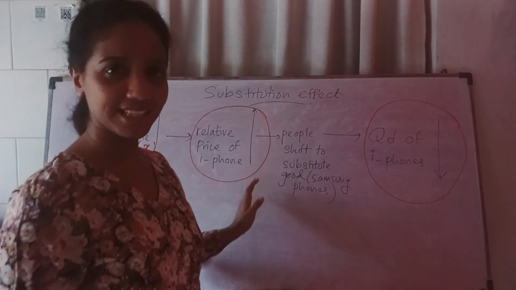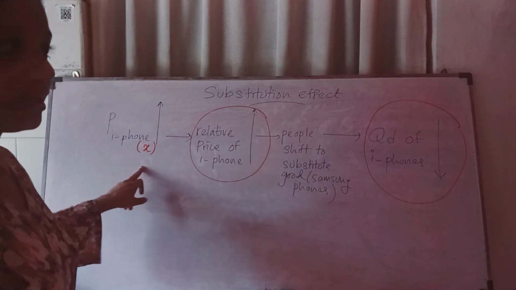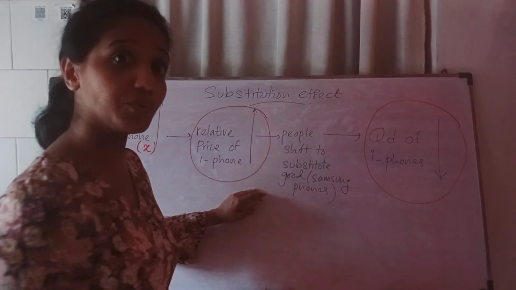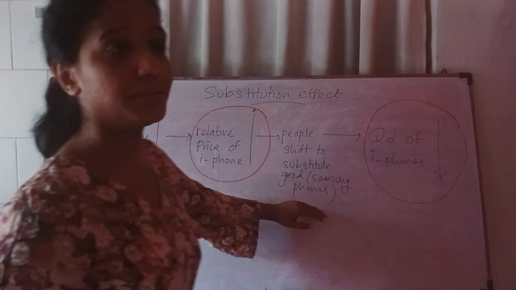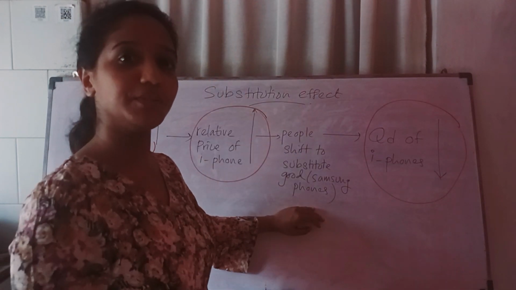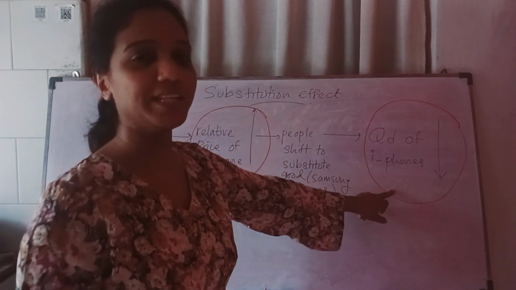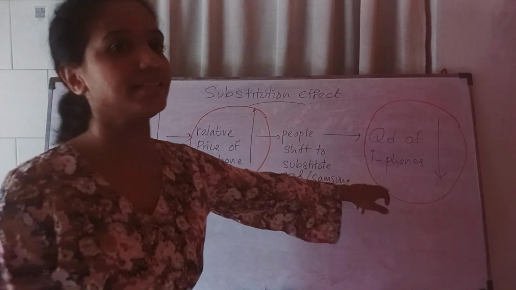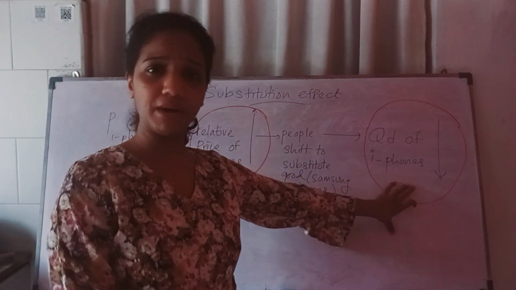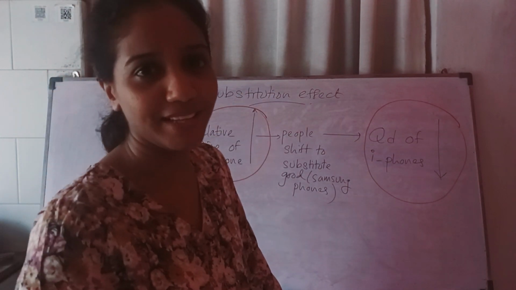So here you can see there's a negative relationship, right? When the price of the concerned good increases, it becomes more expensive, which means its relative price also increases. Therefore, people shift to buy substitute goods by reducing the concerned good. Therefore, what happened to the quantity demand of our good? It reduces. So here you can see there's a negative relationship between the relative price and the quantity demand of the concerned good. That is the meaning of substitution effect, right?